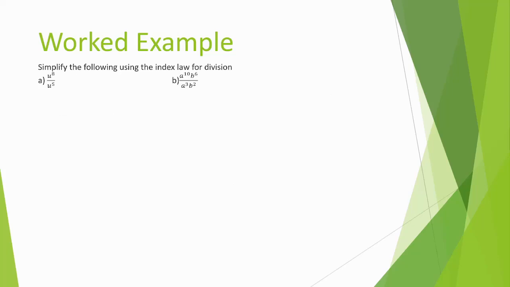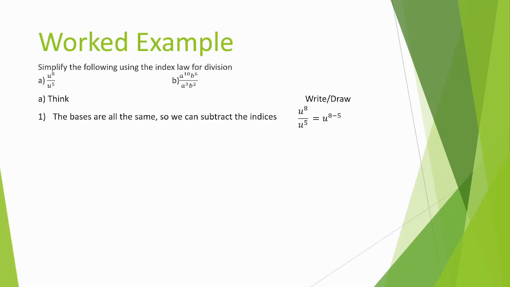Now let's do some of these for division. So I've got u to the power of 8 divided by u to the power of 5. So let's look at that one. And I do exactly the same type of thinking. So my thinking is, are the bases the same? Yes. So we can subtract those indices. So I've rewritten the equation and then I've written equals u to the power of 8 minus 5 because that shows my working, and then I simplify it to u to the power of 3.